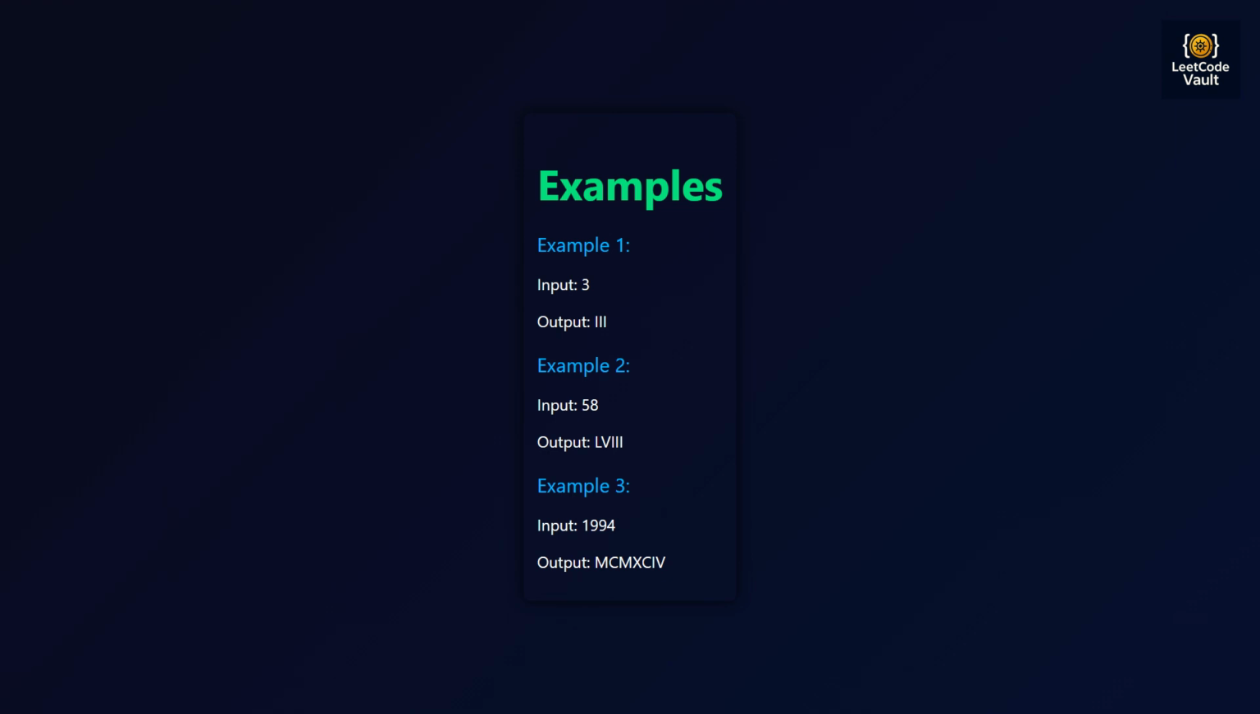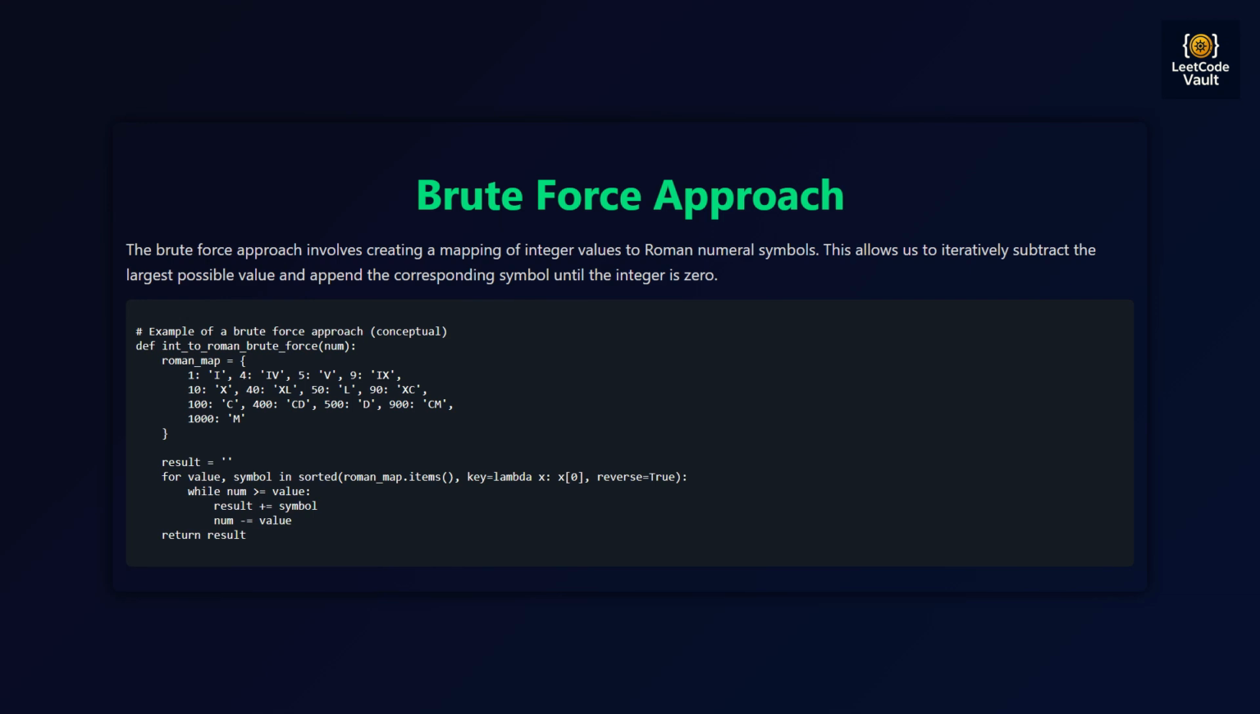Let's consider a larger number, 1994. This becomes MCMXCV, representing 1000 plus 900 plus 90 plus 4. Understanding these patterns and the subtractive notation is the first step towards an effective solution. We'll now explore how we can translate this intuition into code.